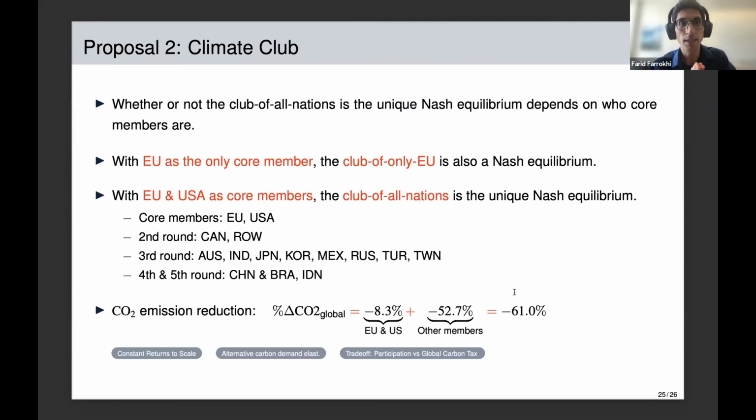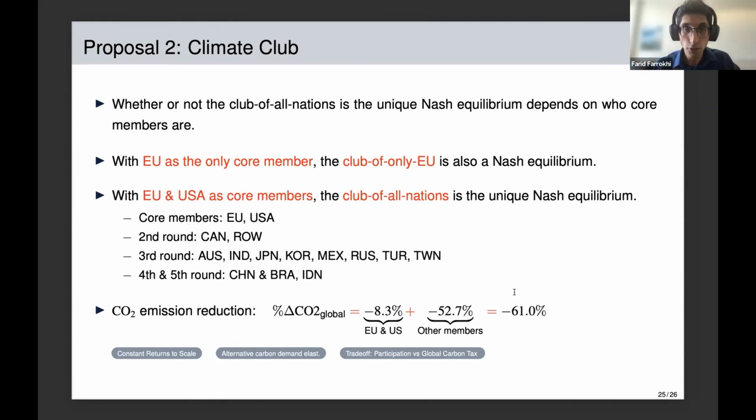And what we find is that because the EU is the most climate conscious government in our sample, and I think that's a very relevant assumption, we first suppose that the EU is the only core member. And we find that with that, in addition to the Club of All Nations, the Club of Only EU is also a Nash equilibrium. And so we cannot rule out the non-cooperative outcome. This is going back to non-cooperative, in fact.